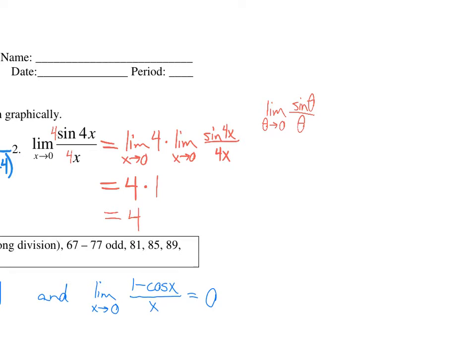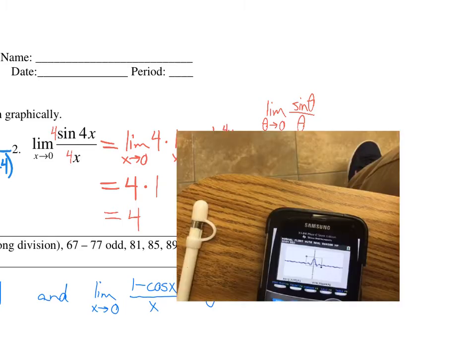Alright, so I'm going to zoom in here and then I'll show you what we've got. What's your x in? The original problem was the sine of 4x all over x. Okay? So, let me put this in here.